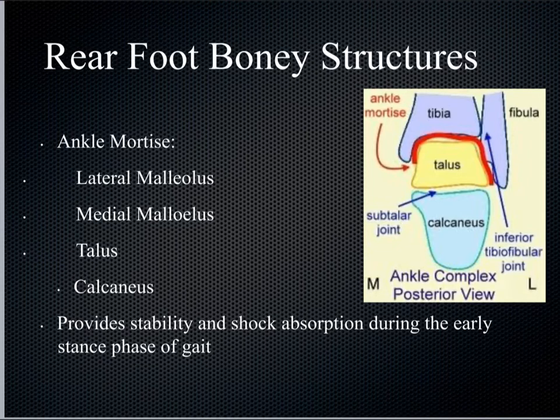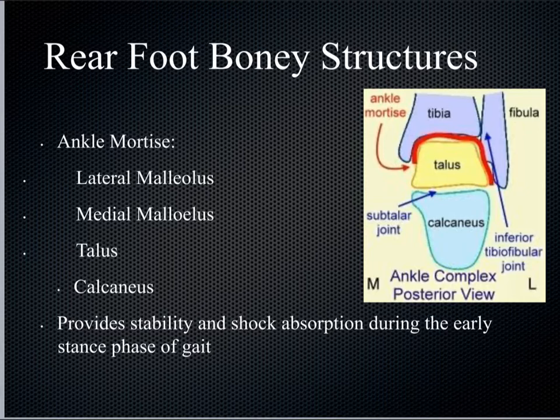When we look at the rear foot in particular, we said that the rear foot was comprised of the talus and the calcaneus, right? And we can kind of see the relationship between the talus and the calcaneus. It sits just proximal to that calcaneus, and it's a tight-knit joint. It's a tight-knit structure, right?